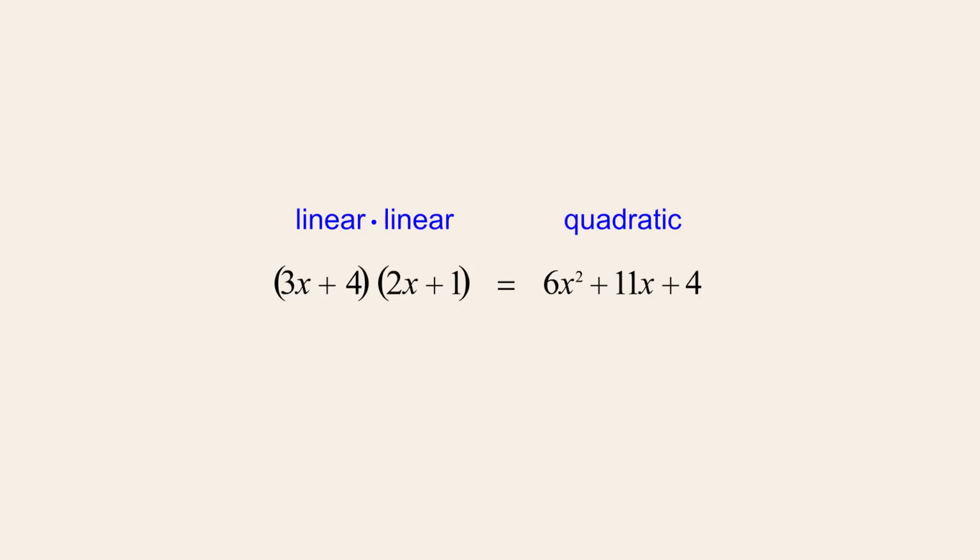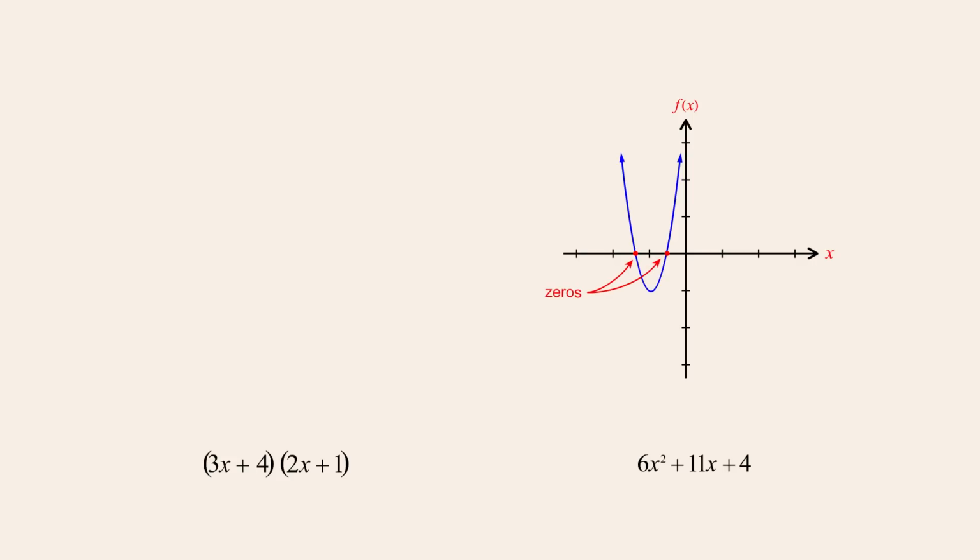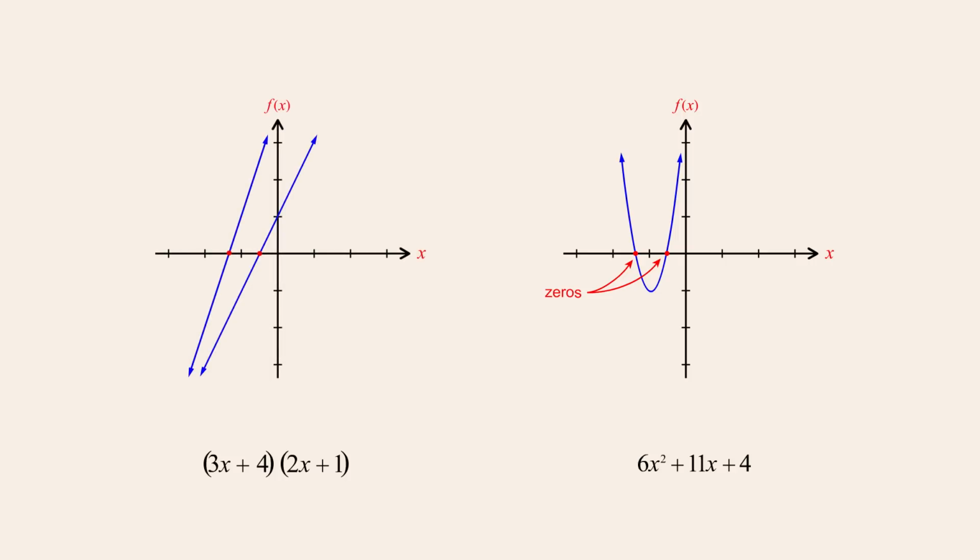This seems obvious since the product of anything multiplied by 0 must be 0. But the zero product property also states that the converse is true. If a product of factors is 0, then one or more of the factors must be 0. So every 0 of a quadratic function must also be a 0 of one or more of its linear factors.